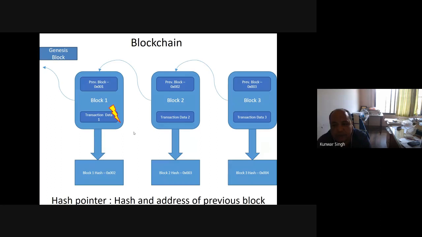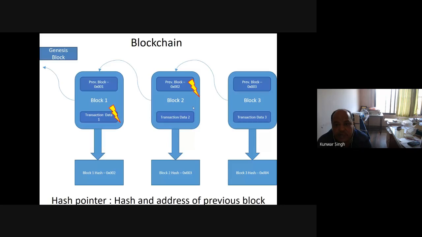So if I change something here, what will happen? This block will change, and its hash will change. Then this also will change. I have to change here also. The hash has changed. Now this block has changed, so its hash also will change. So what will happen? I have to change this here also.